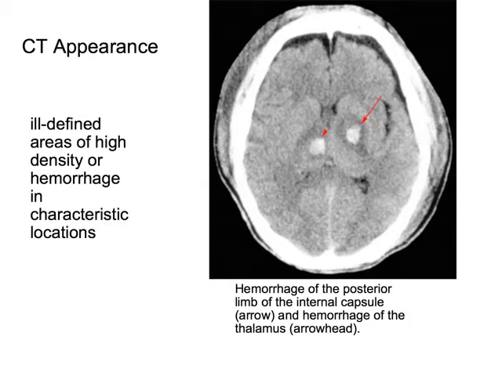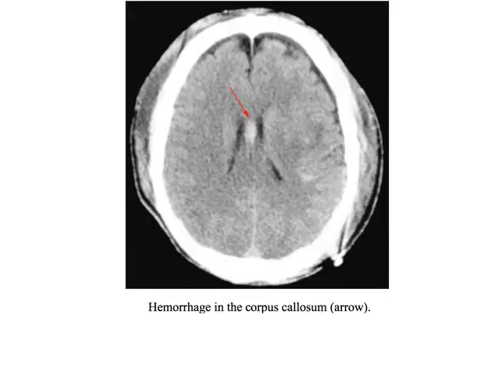So here are ill-defined areas of high density or hemorrhage in characteristic locations. And one of the things we're seeing is within the internal capsule, right? Bleeding within the internal capsule. So between the axons of those lobes of the brain and the internal capsule, and so a hemorrhage within the thalamus. Here's a hemorrhage within the corpus callosum, right? So again, between different areas of the brain.